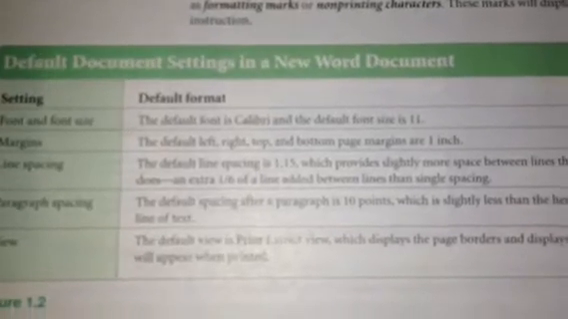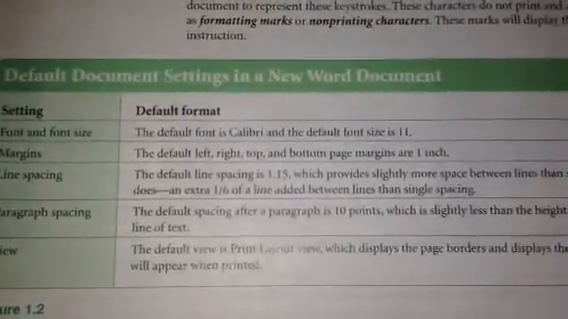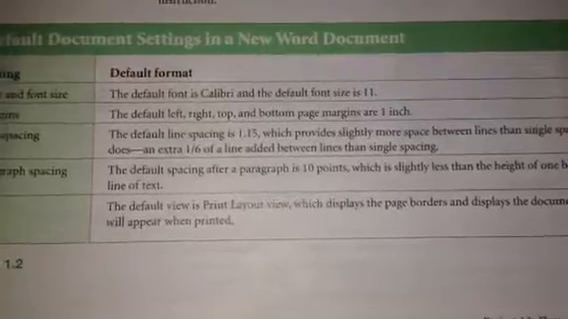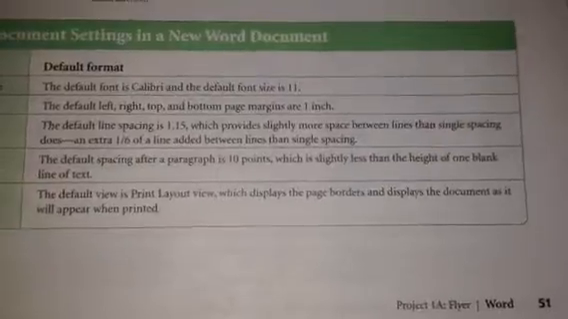Default document settings in a new Word document. Setting, default format. Font and size: the default font is Calibri and the default size is 11. Margins: the default left, right, top, and bottom margins are 1 inch. Line spacing: the default line spacing is 1.15, which provides slightly more space between lines than single spacing does, an extra 1/6 of a line added between lines.